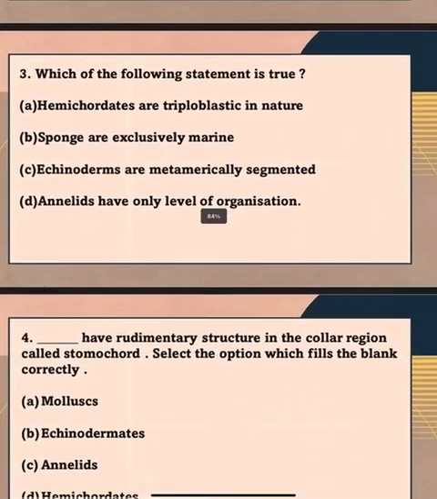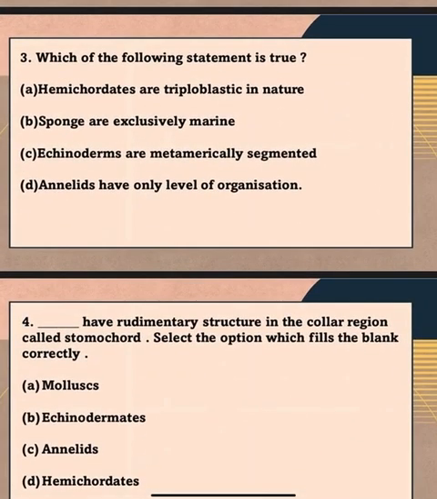And the next question: which of the following statements is true? They are asking for the true statement, that means 3 are false and 1 is true. Hemichordates, or non-chordates, are triploblastic in nature. This is correct. Sponges are exclusively marine. This is wrong because some are freshwater sponges.